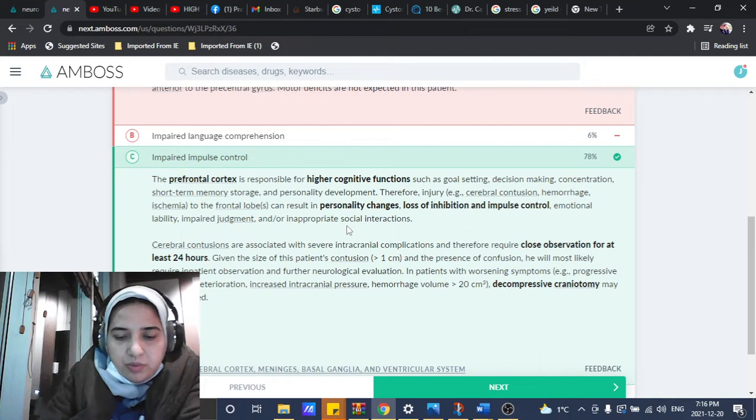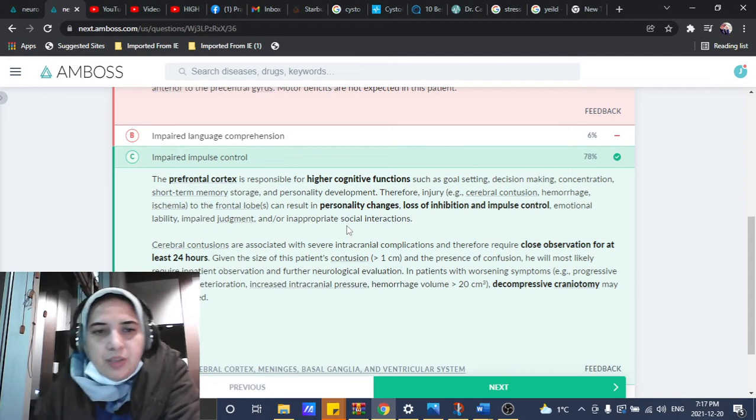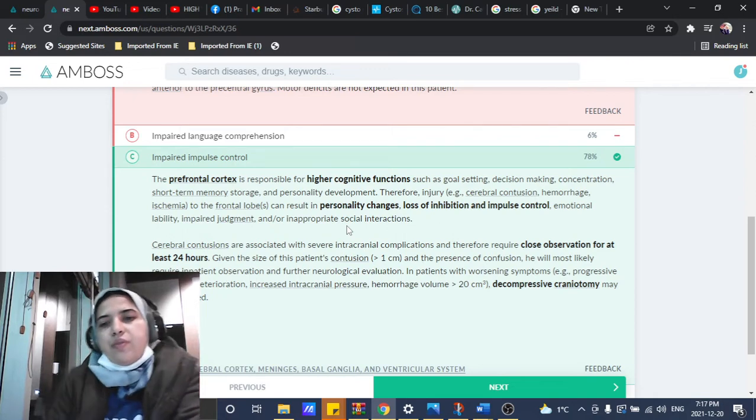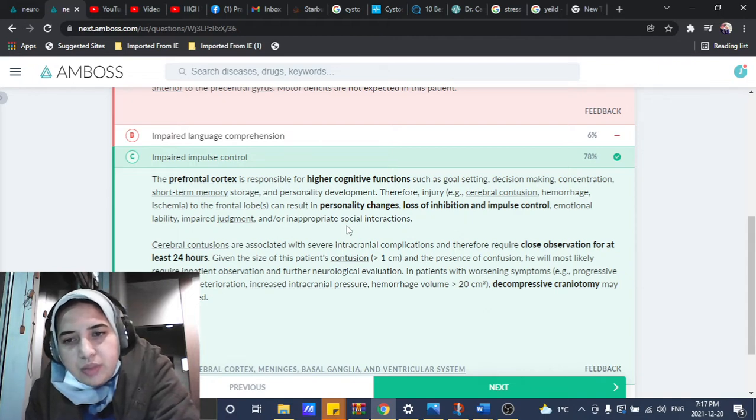The prefrontal cortex is responsible for higher cognitive function. So if you have a lesion in that, you will have personality changes and loss of inhibition and impulse control, emotional lability and impaired judgment. Cerebral contusions are associated with severe intracranial complications and therefore require close observation for at least 24 hours. Given the size of the patient's contusion, which is more than 1 centimeter, and the presence of confusion, he will most likely require inpatient observation and further neurological evaluation. In patients with worsening symptoms, decompressive craniotomy may be considered.